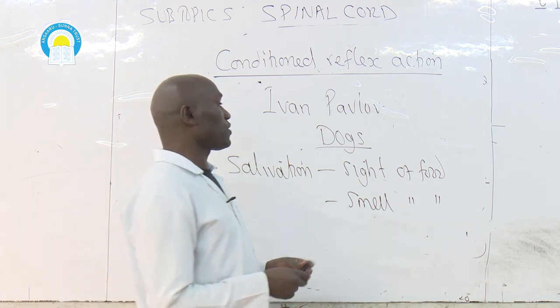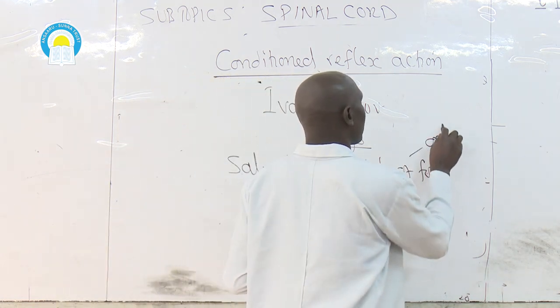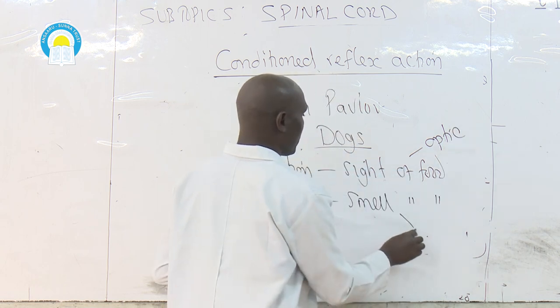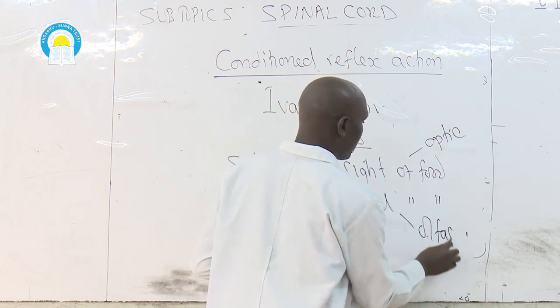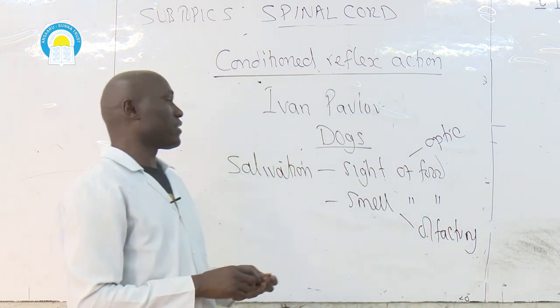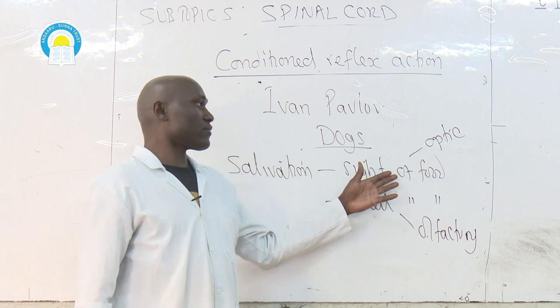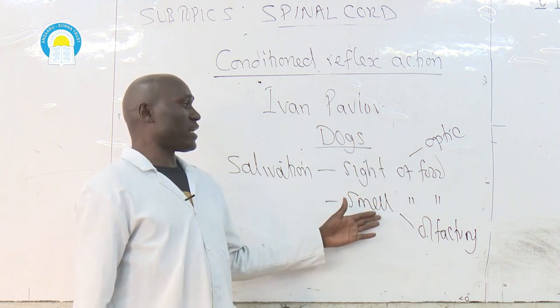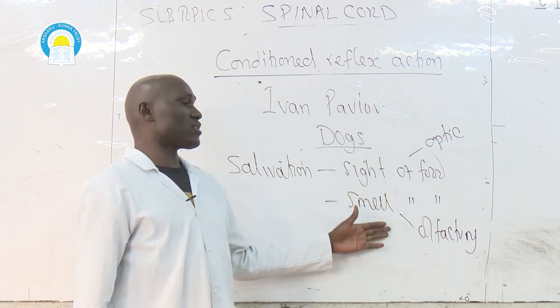In this case, they use the optic nerve and the olfactory nerve. Those are the main neurons that link the eyes to the brain. For the smell, the olfactory nerve links the nose to the brain.